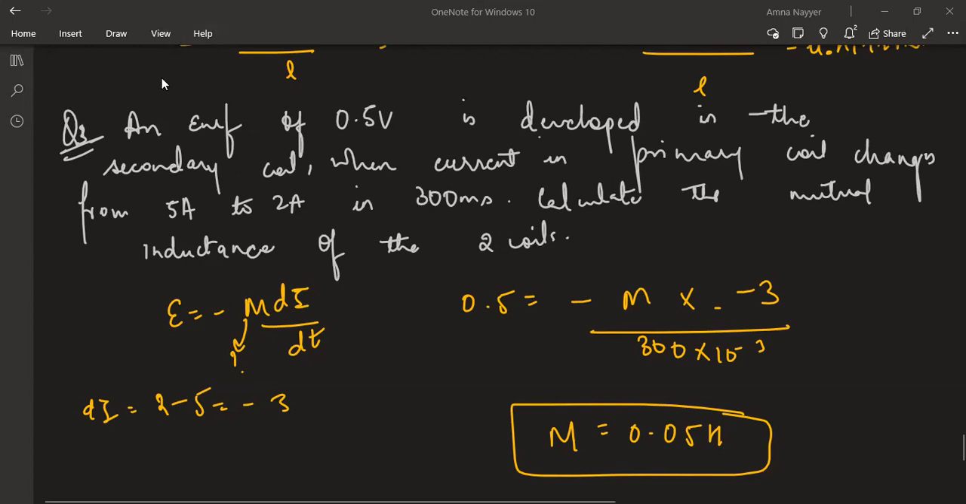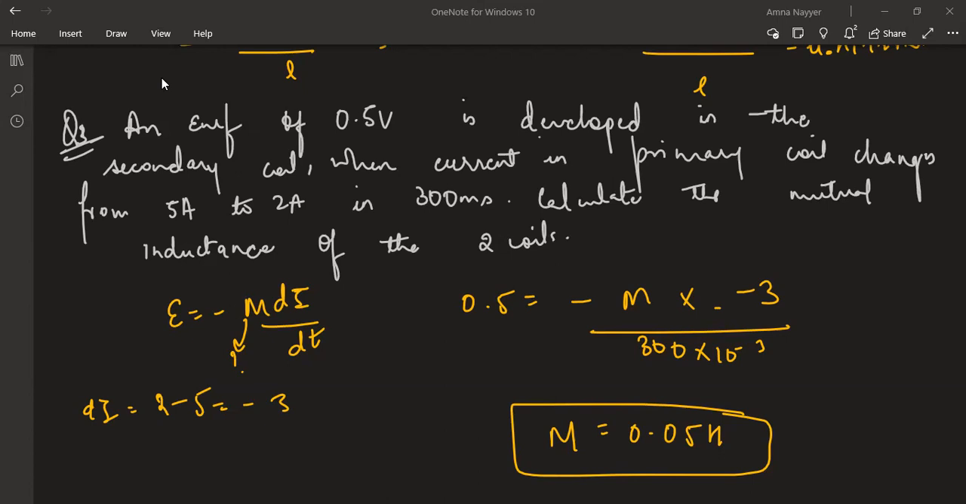So such type of questions only come from EMI. Theory questions also come. One question was there: does the change in magnetic flux induce EMF or current? So like this, you will have to mention the law. The change in magnetic flux will always induce EMF. Such type.